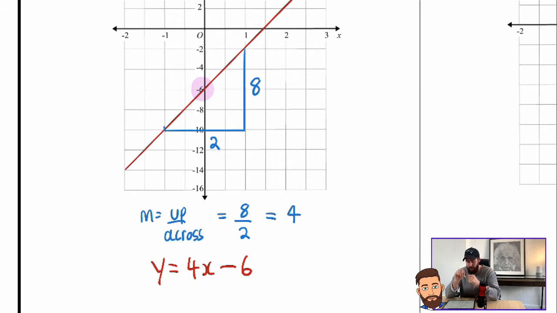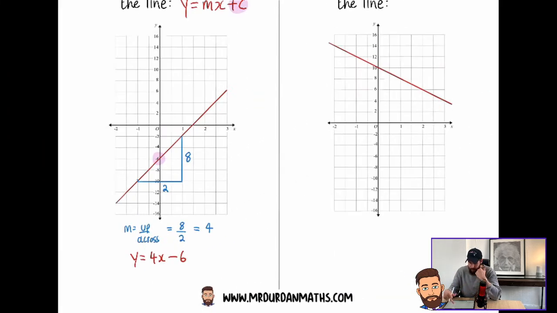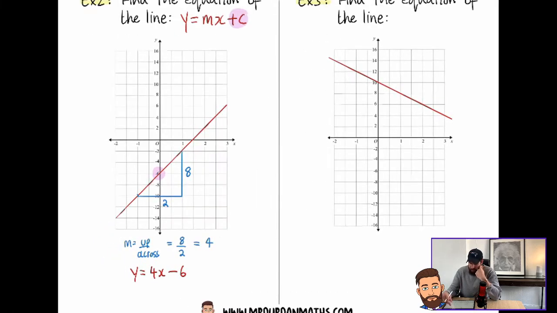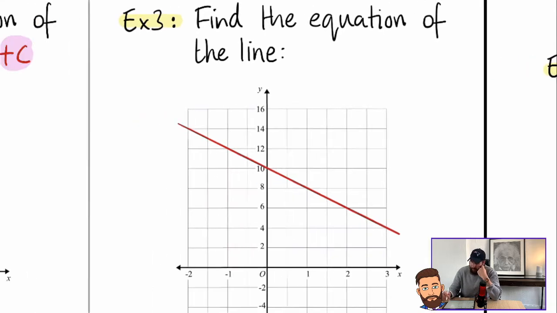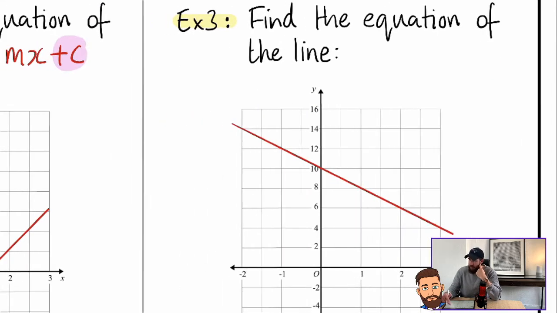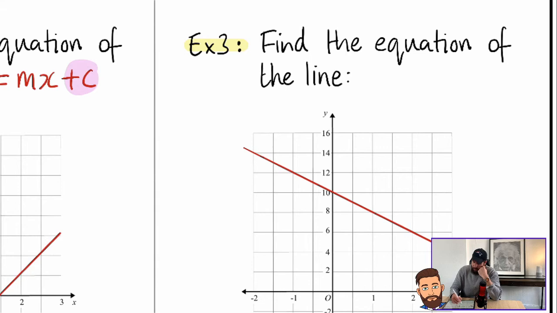But it requires you to know small elements of the gradient, finer details like being careful with the scale, making sure your triangles are on the grid, and it requires you to know the form y equals mx plus c. So we can take all of that, and it's the same every time, into example 3. So example 3 wants us to find the equation of the straight line that is shown in red here.